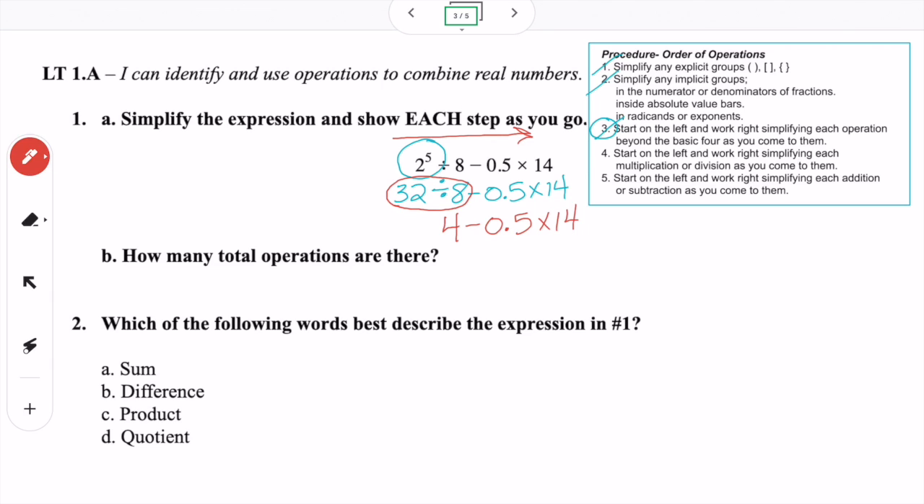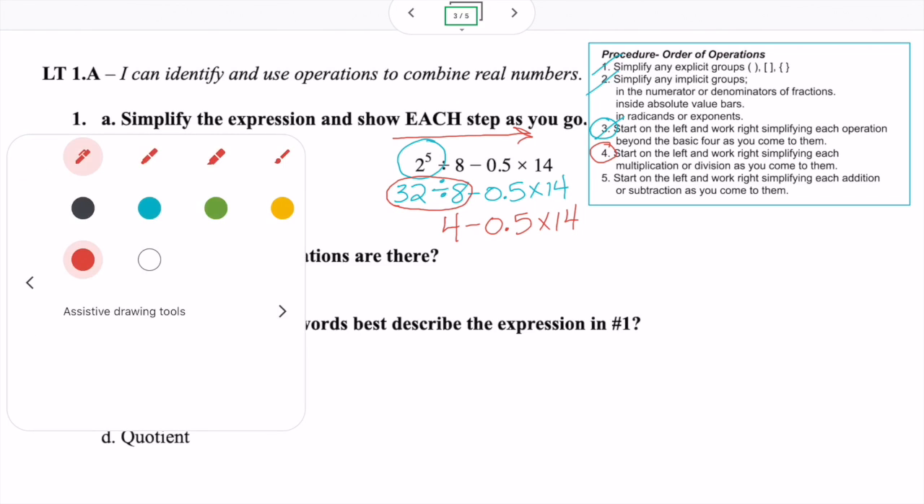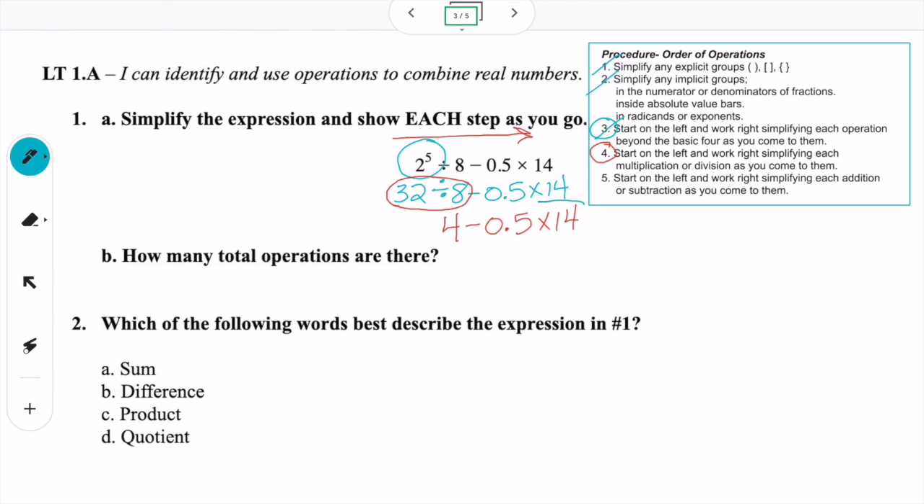Color change on ya. Now we're working on step 4. We're not done with step 4 because of this multiplication still. We need to multiply these two numbers together. And 0.5 times 14, that's like taking half of 14. That's going to be 7. So 4 minus 7.